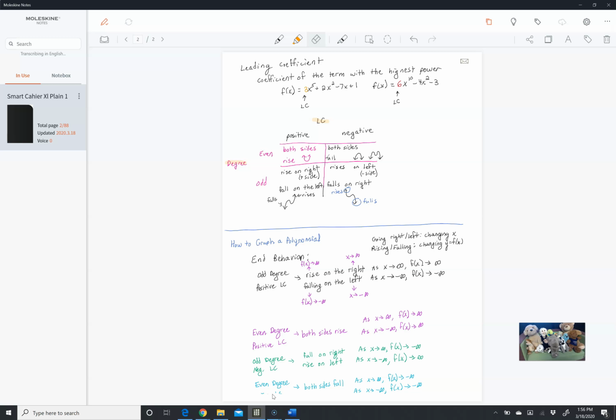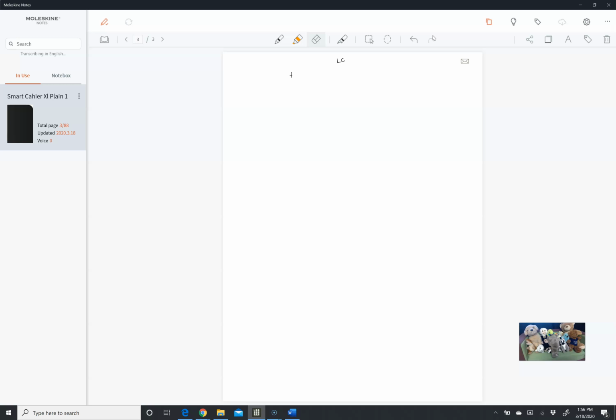I'm just going to move this up here so that you can see it. So again, we have our leading coefficient, and we talk about it being positive or negative, and then we have our degree, and we talk about our degree as even or odd. So if it's an even degree and a positive leading coefficient, then we know that both sides are doing the same thing.